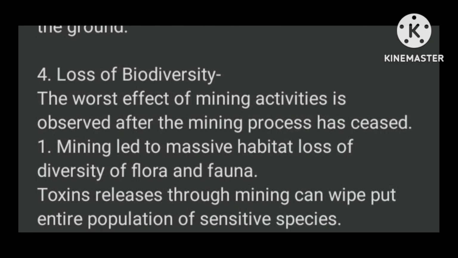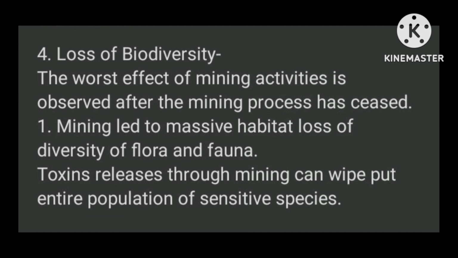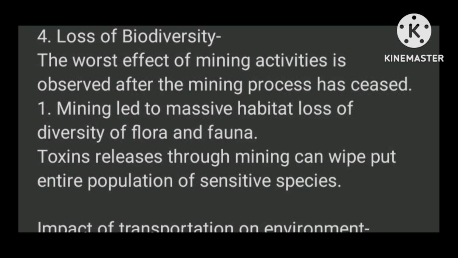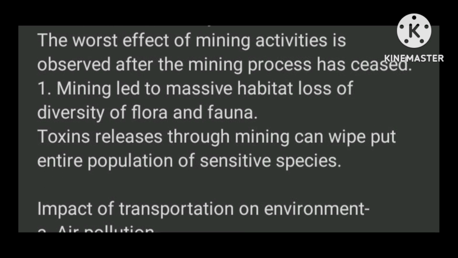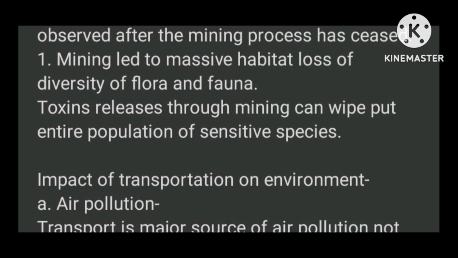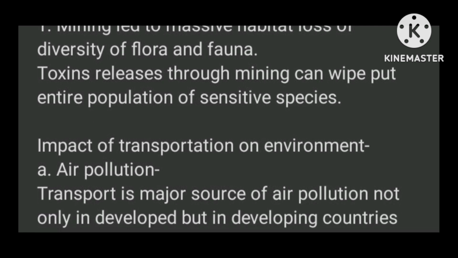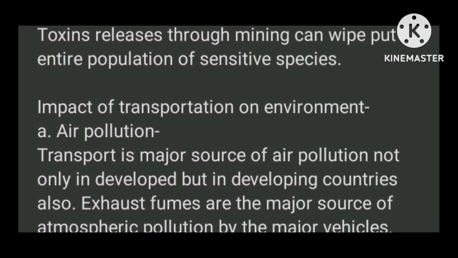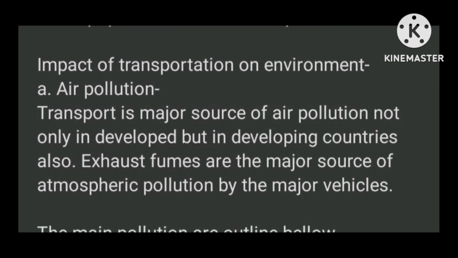Fourth, loss of biodiversity. The worst effect of mining activities is observed after the mining process has ceased. Mining leads to massive habitat loss of a diversity of flora and fauna. Toxins released through mining can wipe out entire populations of sensitive species.